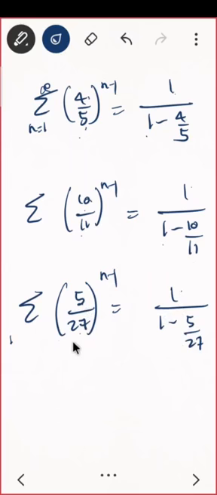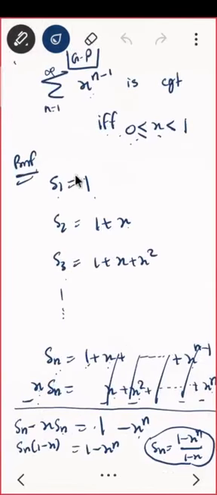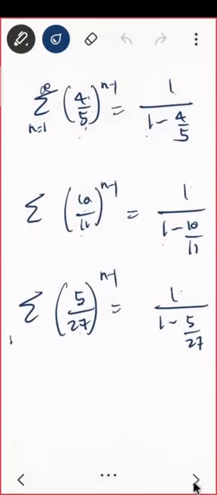So for the geometric progression, we have proved a theorem. Whenever you see something like this, when will it converge? When your x is between 0 and 1. So you need to remember that. Okay. Let us see some more examples today, and then we'll see some properties or some tricks to solve.